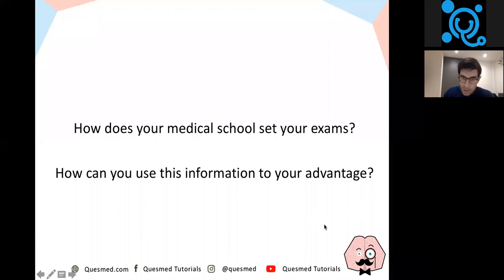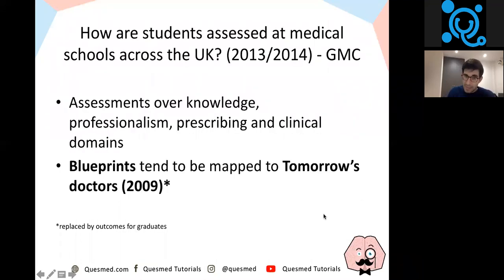So how do they set your exams? Basically, what they do is they look through this paper from the GMC, which is a bit old now, 2013, 2014, but I think it's very relevant still. They looked at all these medical school assessments over the UK, and they mentioned that the assessments not only looked at knowledge, but also professionalism, prescribing, and clinical domains.